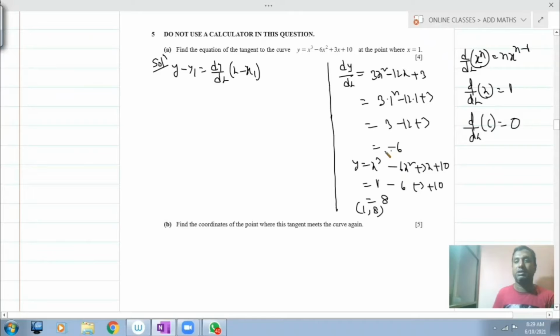Now let me use this gradient and 1, 8 in this: y minus 8, gradient is minus 6, x minus 1. Let us simplify this one, and your answer will be y equals minus 6x plus 6 plus 8. So it is becoming y equals minus 6x plus 14.